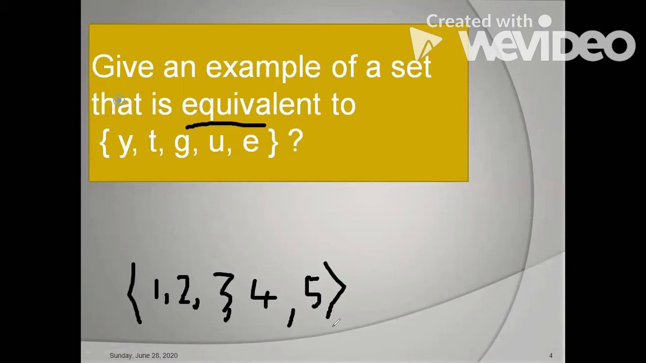You could put days of the week, months of the year, as long as we have the same number of elements. So as you can see, we have 5 elements. So you have to have 5 elements. So these two sets are equivalent. They're not equal, but they are equivalent.